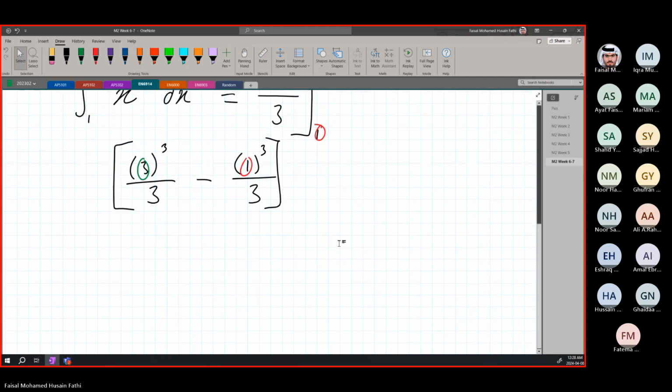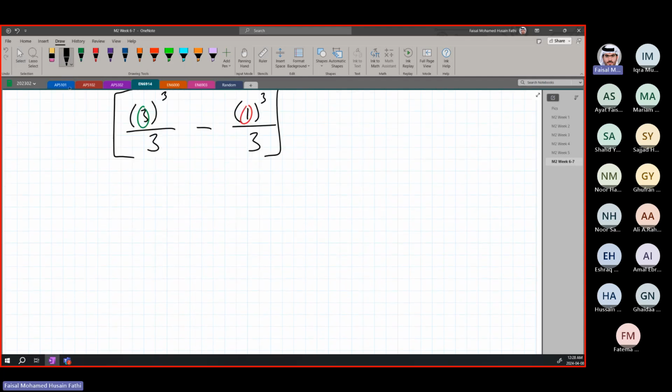Now, integration of 1 over x. Come on. Integration of 1 over x dx. Who has an answer? There you go. It is ln x plus c.